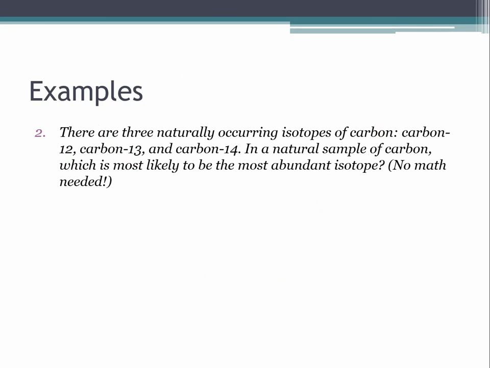Number 2 says there are 3 naturally occurring isotopes of carbon. There is carbon 12, there is carbon 13, and there is carbon 14. So 3 different carbons with 3 different masses. In a natural sample of carbon, which is most likely to be the most abundant isotope? We don't have to do any math here. We're not trying to find the actual average atomic mass. We're just saying which one is most abundant.